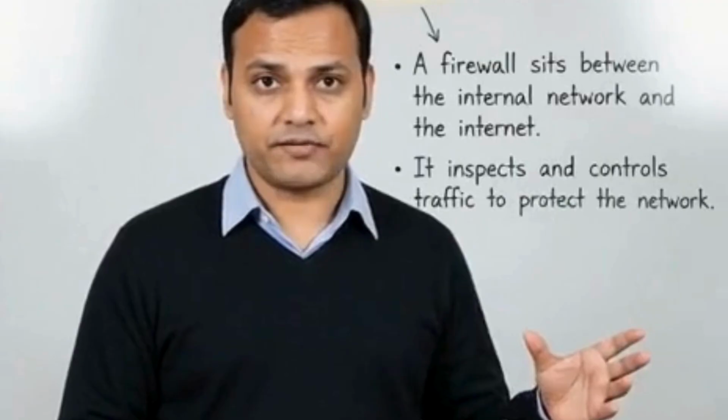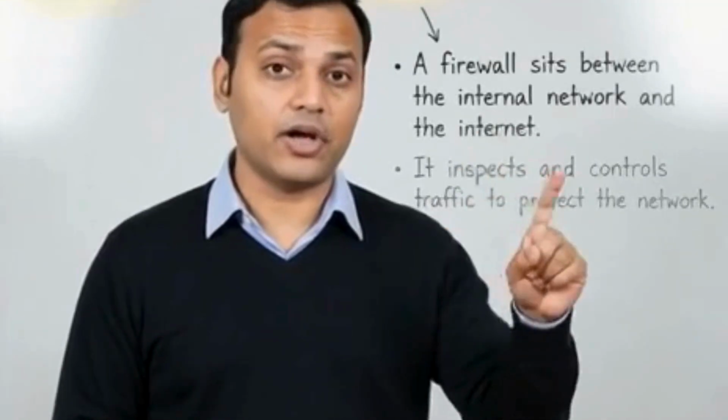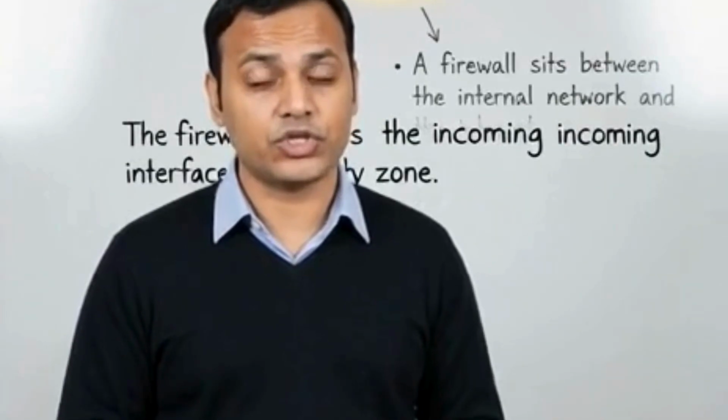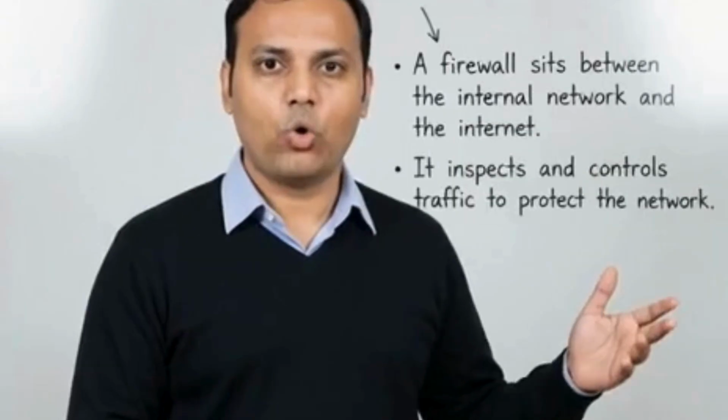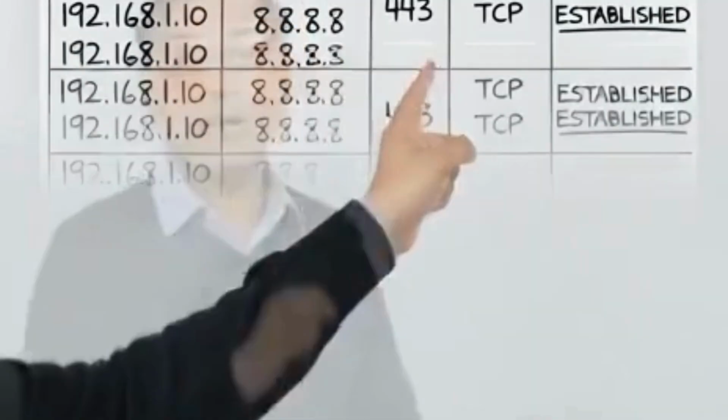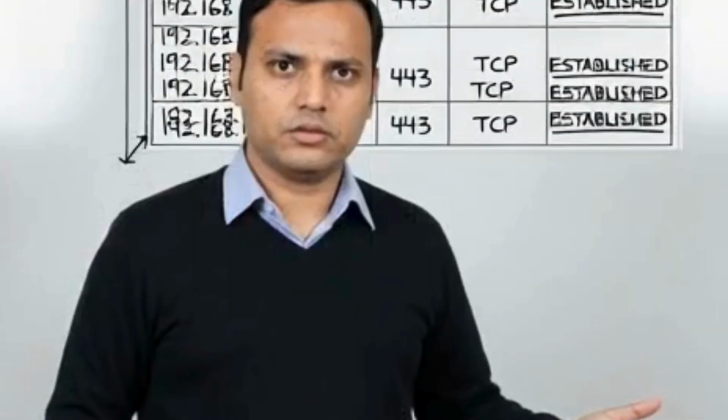When a user sends traffic, the packet first arrives at the firewall interface. The firewall identifies the incoming interface and security zone. The firewall checks if a session already exists. If a session exists, packets move quickly through the firewall.